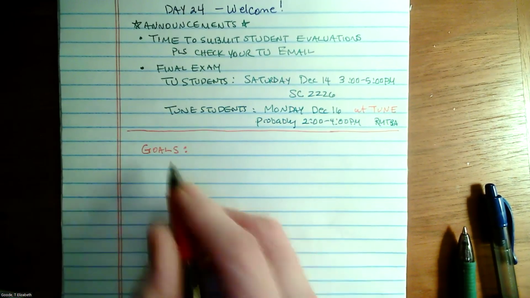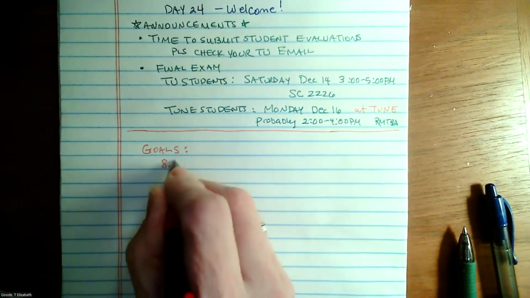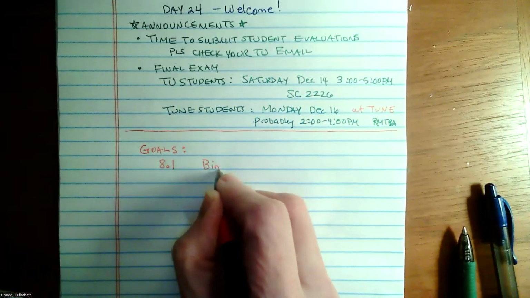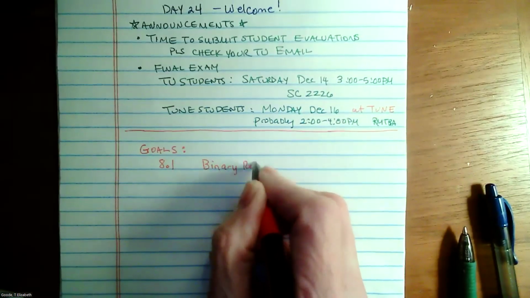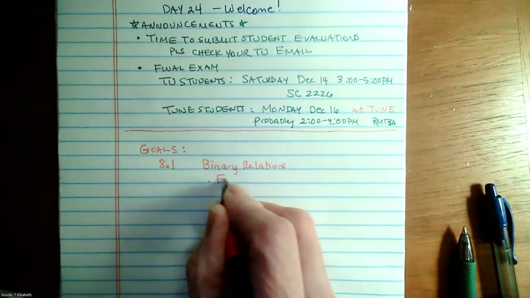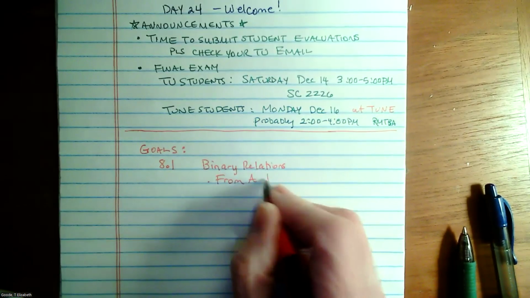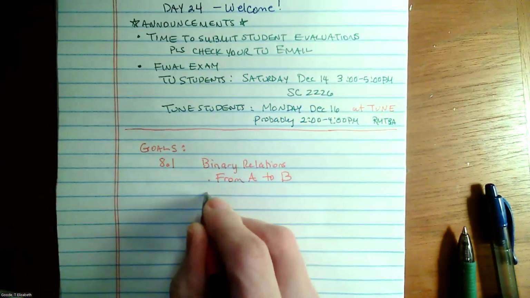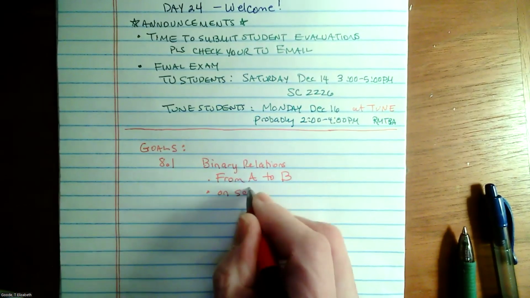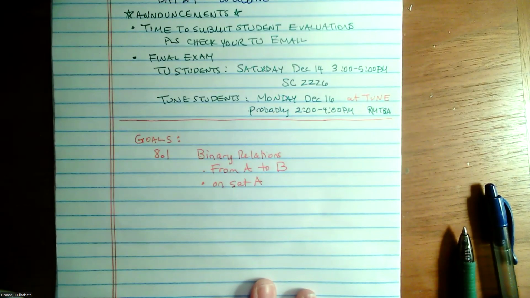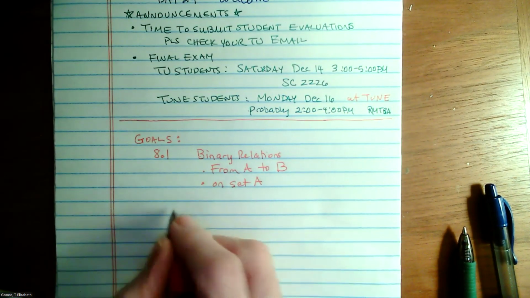So tonight our goals are going to be to look at section 8.1. We're going to talk about binary relations, and there are two kinds of binary relations. One kind is from a set A to B. So we have two sets. And then another is on set A. And that's really just from A to A. We just say on set A. And we're going to look at examples, of course, of these.